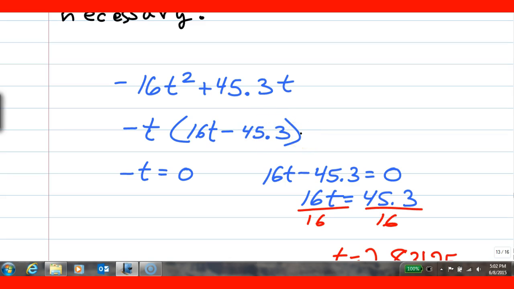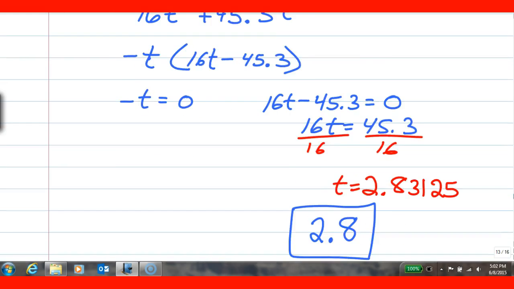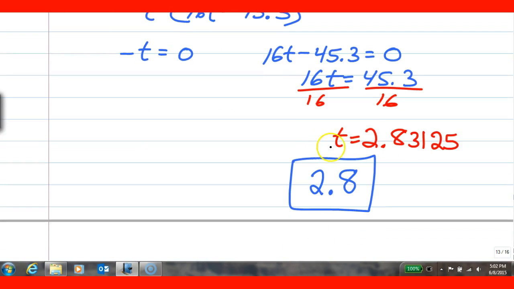I factored it. Now I can set each of these equal to 0. Negative t equal to 0. On the other side, I have 16t minus 45.3 equal to 0. So I'm going to add the 45.3 to both sides. Then I'm going to divide both sides by 16. I'm going to end up with a number that's going to go out for a ways. It's t equals 2.83125, and it actually continues on out.